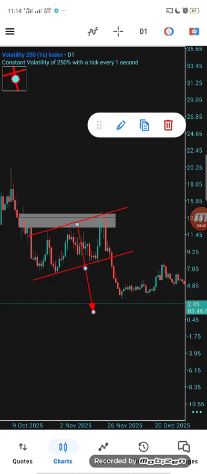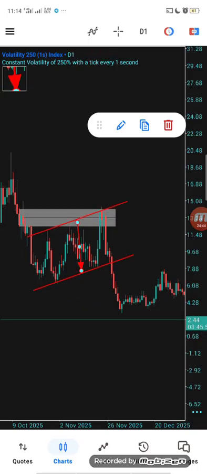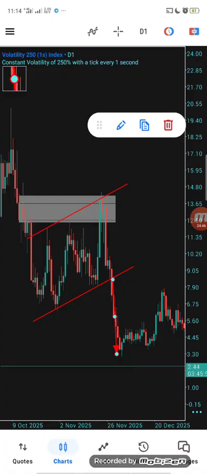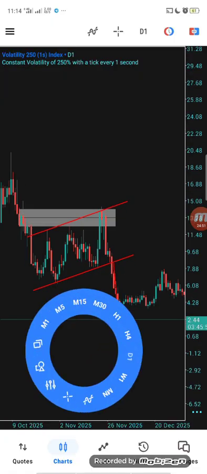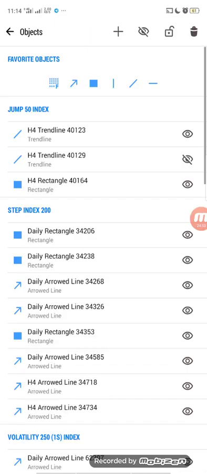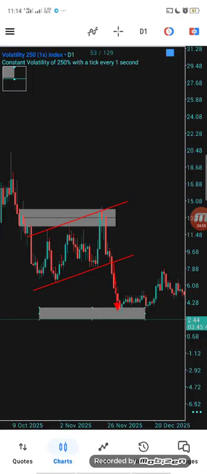Then your TP, as usual, you do this after measuring. Then you come and place your TP like that. It's usually very accurate. You can see for yourself. That is your first TP. Only take the first TP. Do not be greedy. Take the first TP and leave.